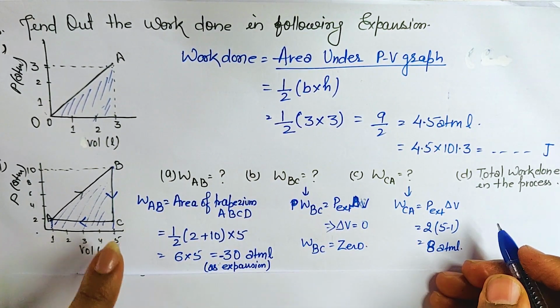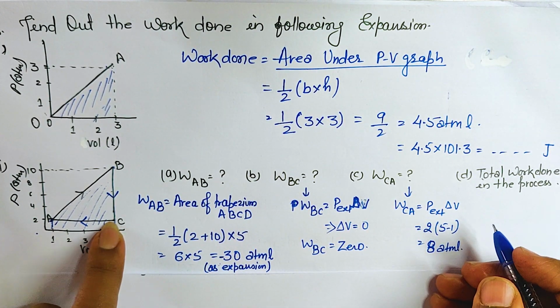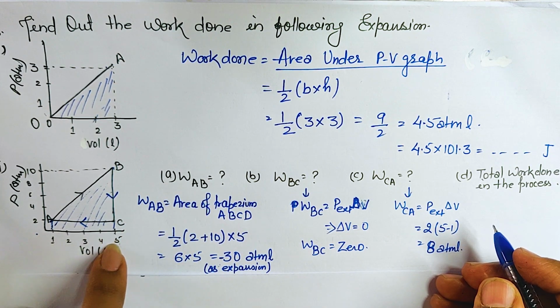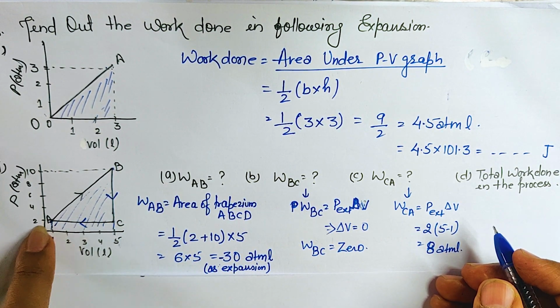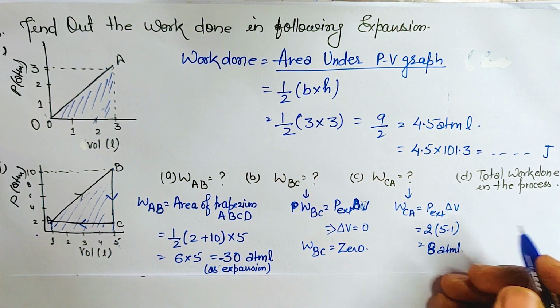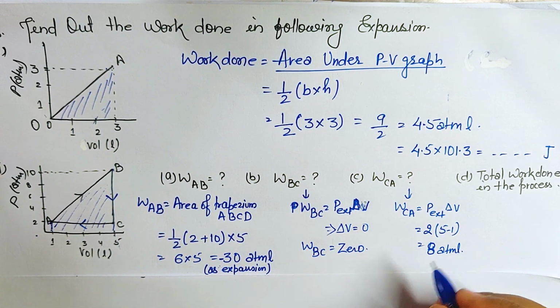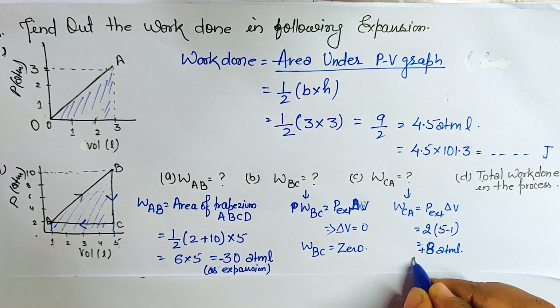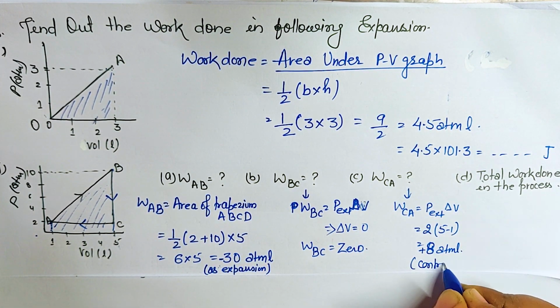In this case, the volume is right now, initially, C point. At this time it is 5. And then when we move, the volume is going to decrease, that is, there is a compression. And if there is a contraction, that means the work done is positive.